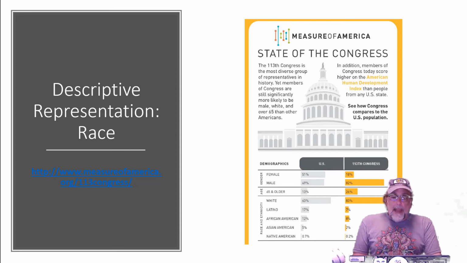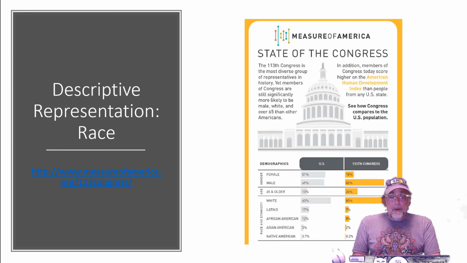Now, when we look at the makeup of the Congress, what we see is that, at least in the 113th Congress, 82% of our members of Congress are men and just 18% are women. So men are overrepresented in Congress relative to their numbers in the population.